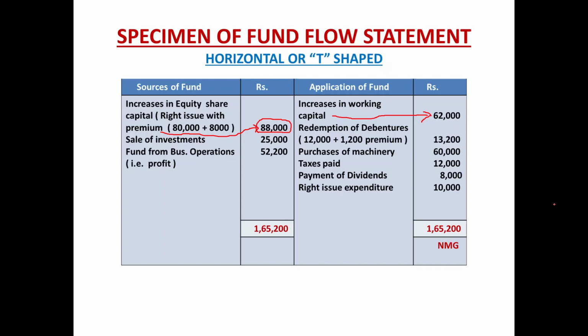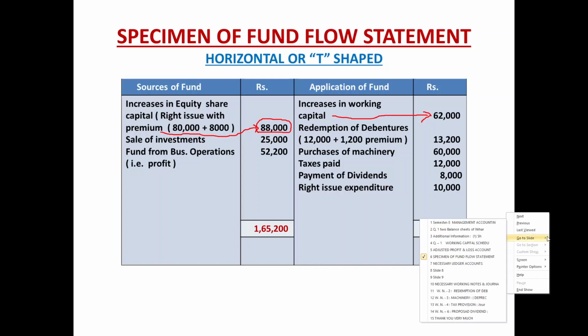In your examination, you are not supposed to give the journal entry for the transaction, only the working note. If it is a big one, then you are supposed to give a working note, but journal entries are not required in your examination. But for your understanding purpose, I am giving journal entries also because it is the very first question.